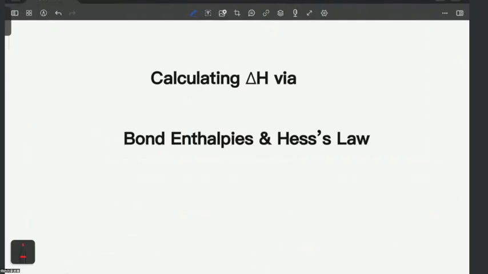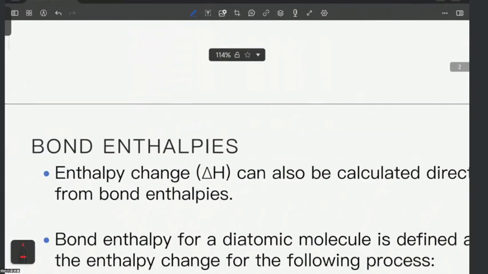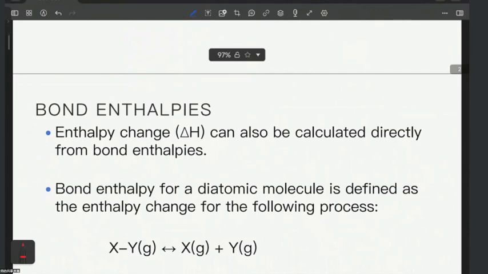Hello, today we are diving into two powerful concepts in thermochemistry, which are bond enthalpies and Hess's law. These skills are very essential for our students. Let's see the first one, bond enthalpies.